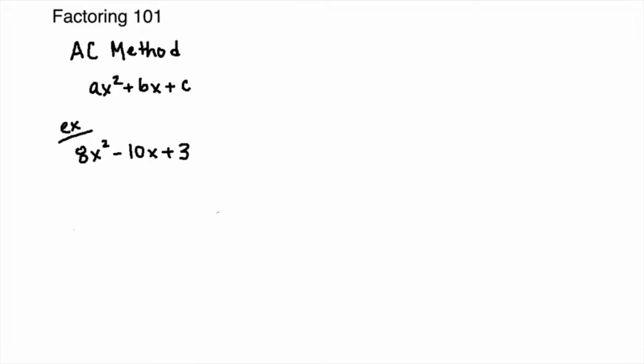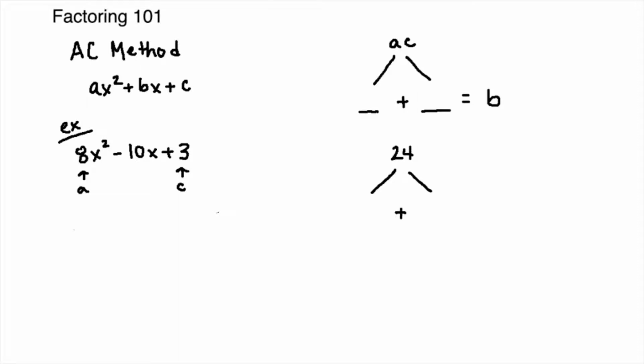So in general, we want AC and then branch off to our other terms, and then that should equal B. So in this case, our A value is 8, like we said before, and our C value is 3. So 8 times 3 is 24. So we have 24, and then we don't know what goes here yet, but we do know that we want that to be equal to negative 10, which is our B value.